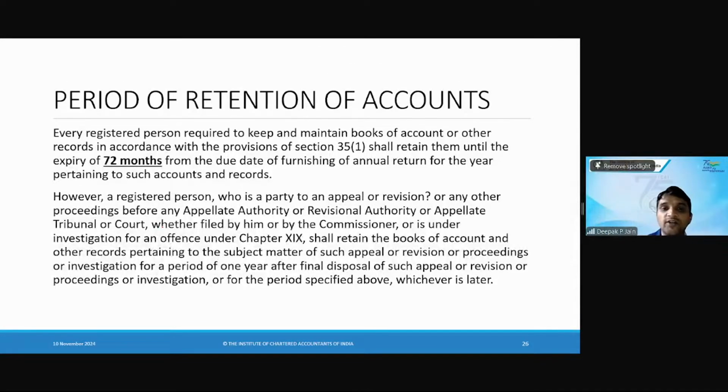Now, for what period do you have to retain these books? Every registered person who is required to keep and maintain books of accounts or other records shall retain them until the expiry of 72 months from the due date of furnishing of annual return for the year pertaining to such accounts and records. Okay. This is a very important point. 72 months कितना हो जाता है? How many years does it mean?